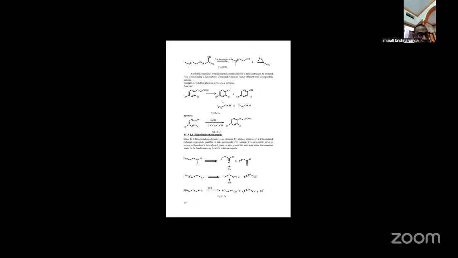to the nucleophile. So this is a 1,3-difunctional disconnection involved in Michael addition reactions. Examples are given below.